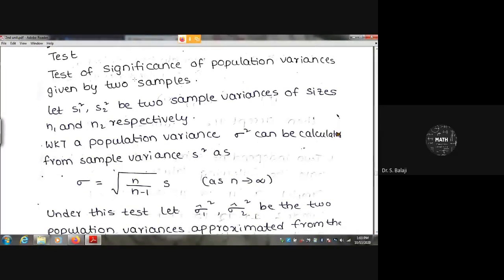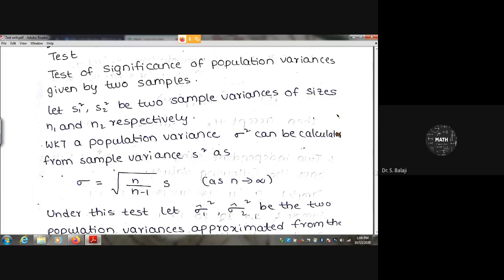The main area of the F test is the significance of difference between population variances given by two samples. For that, let S1 square and S2 square be two sample variances of sizes n1 and n2 respectively.